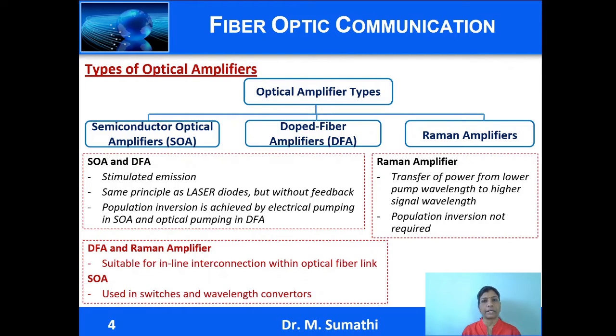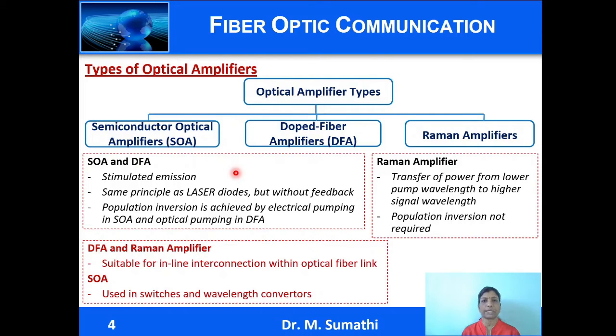Next, we shall have a look at the types of optical amplifiers. The different types of optical amplifiers are semiconductor optical amplifiers, doped fiber amplifiers, and Raman amplifiers. The semiconductor optical amplifiers and doped fiber amplifiers work on the principle of stimulated emission. The electrons are excited to the higher energy state and these electrons emit a photon when they are stimulated by the signal photon. Whereas the Raman amplifier functions on the principle of transfer of energy from one optical signal to another signal. So the energy gets transferred from the pump wavelength, which is at a lower wavelength, to the signal wavelength. There is no need for stimulated emission in case of Raman amplifiers.